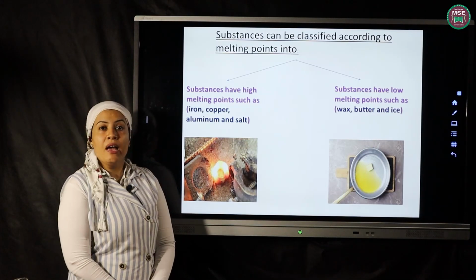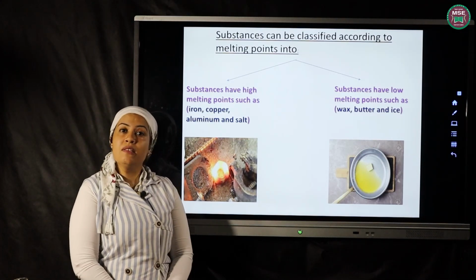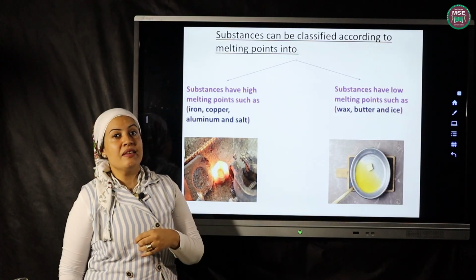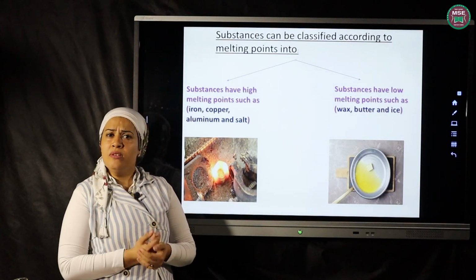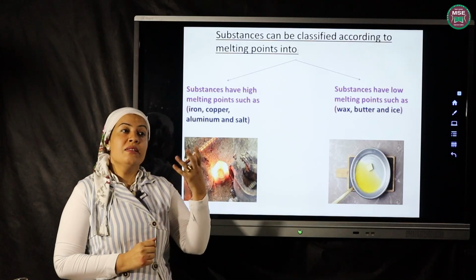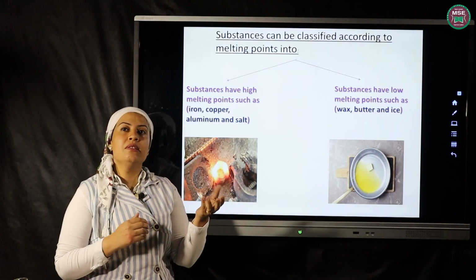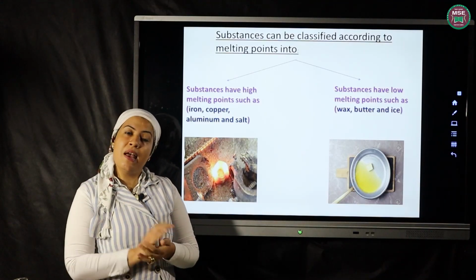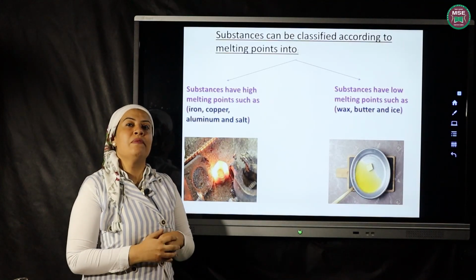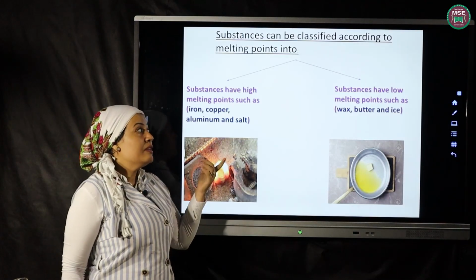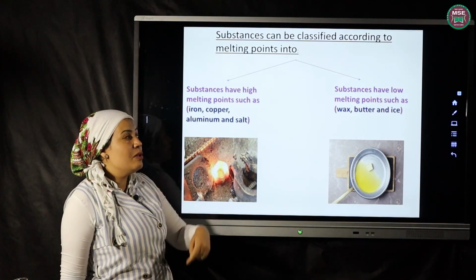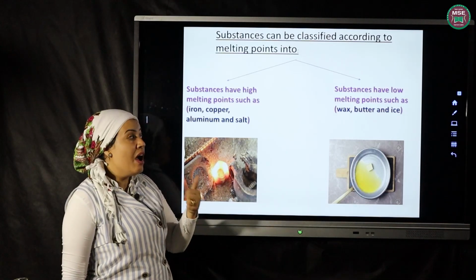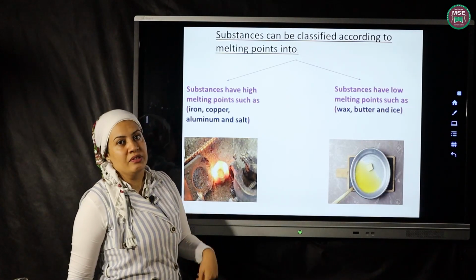Substances can be classified according to the melting point. I have many substances that have a high melting point and other substances that have a low melting point. What is the difference? A substance that has a high melting point takes much more time to melt, but a substance that has a low melting point melts very quickly. We will start with substances that have a low melting point, such as we talked about in our session: the ice, the wax and the butter.